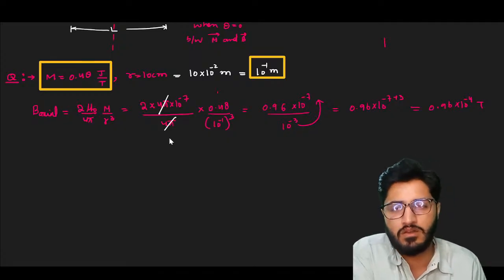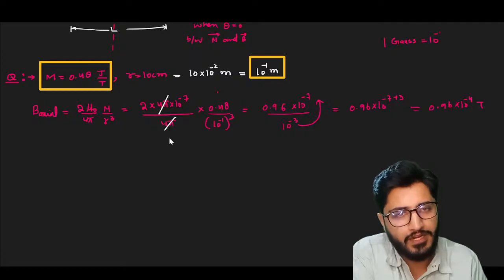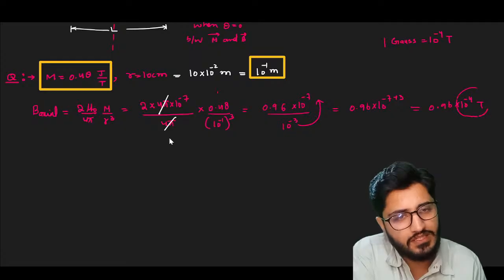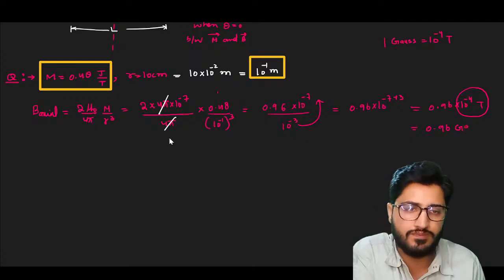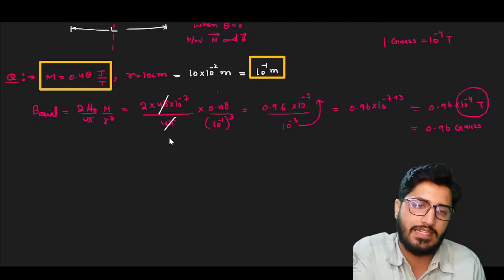Okay. As we know, 1 Gauss equals 10 to the power minus 4 Tesla. So we can take this out now, and I can write 0.96 Gauss.